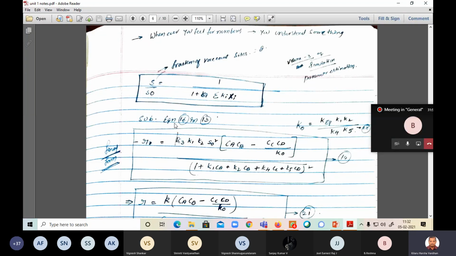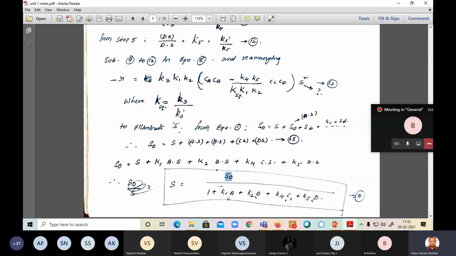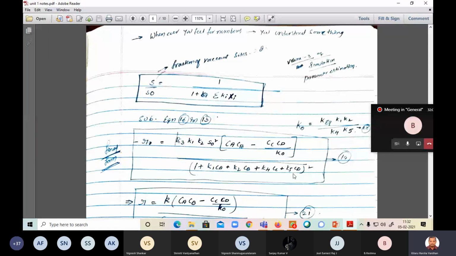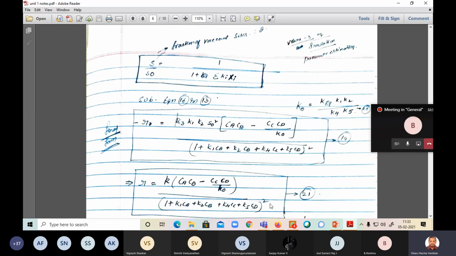Okay. Now substitute S by S naught, this equation 16, in equation number 13. Then you rearrange that equation to give you R is equal to K3, K1, K2, S naught square. This particular thing you get. Now these are all constants: K1, K2, some equilibrium constant. You can make one more constant K naught, whatever constants you are having. Therefore, R is equal to K, CACB minus CCCD divided by K naught, divided by 1 plus the entire thing, whole square.